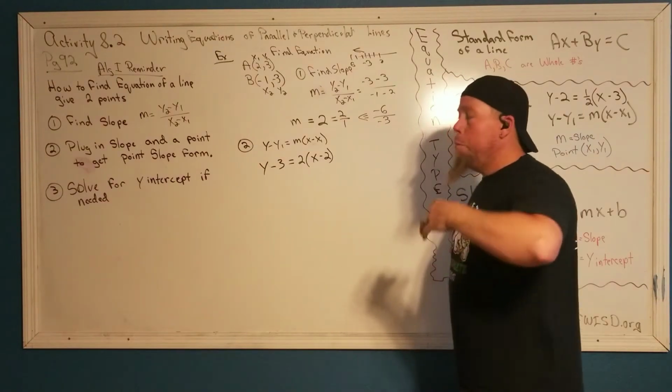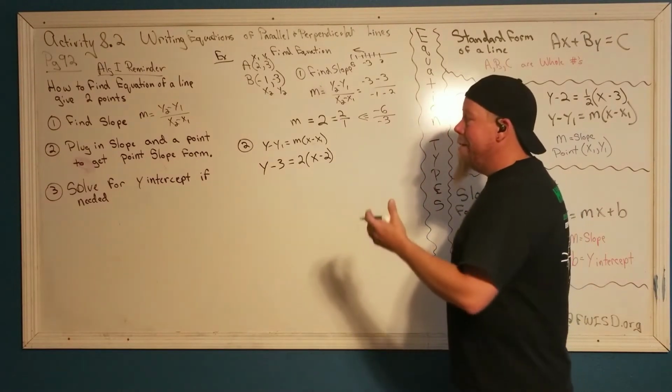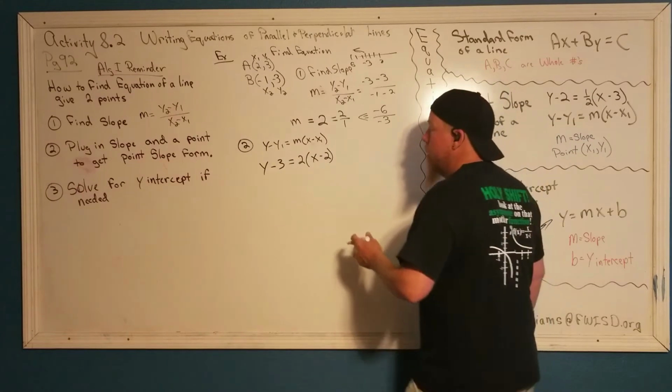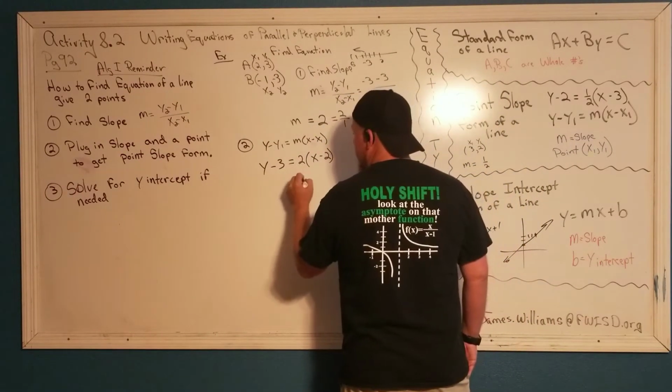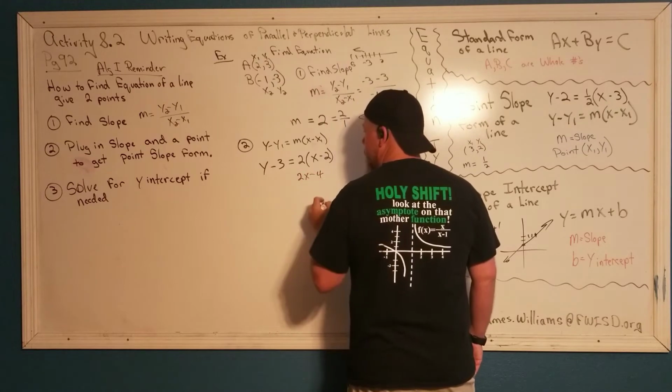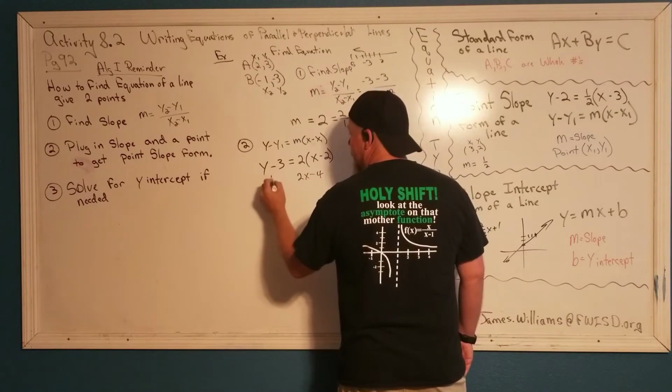Now, just for practice sakes, I'm going to go ahead and turn this into slope-intercept form. So I'm going to go ahead and distribute my 2. So I'm going to get 2x minus 4. And then I'm going to add 3 to both sides.